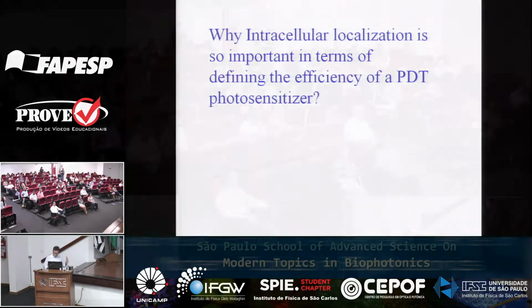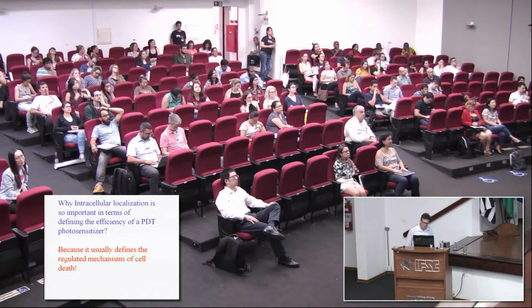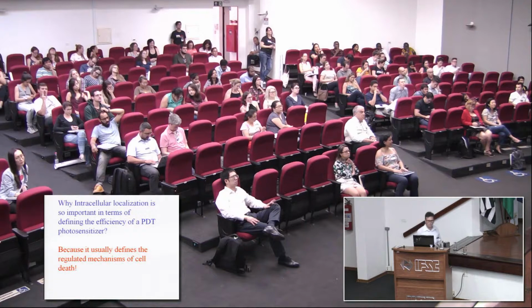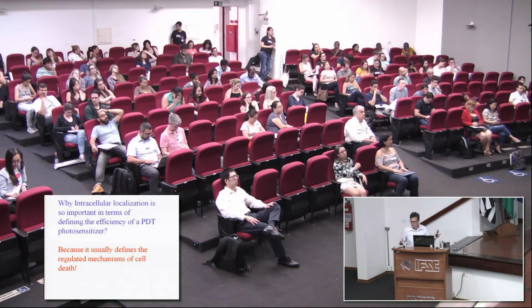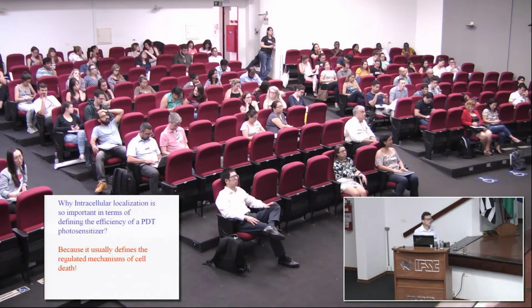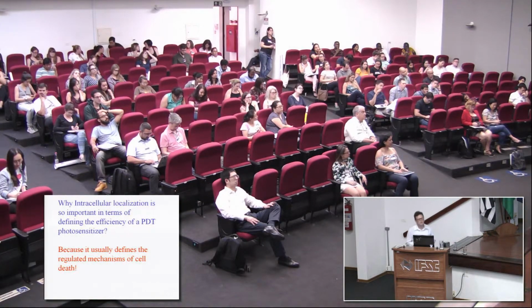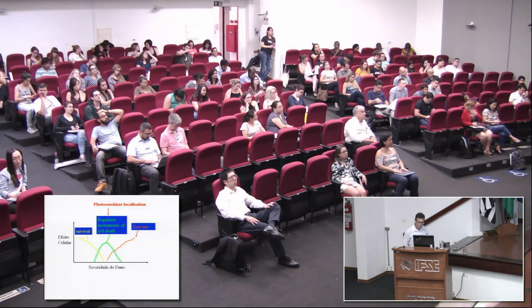So I think you guys already know the answer. Why should we care about intracellular localization? Because it basically defines the way the cell dies. Okay? And if we want to kill cells more efficiently, that's the way we should progress.